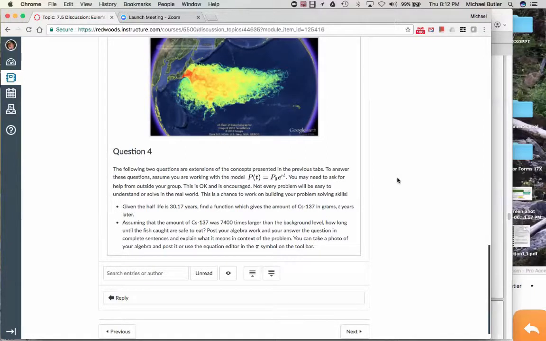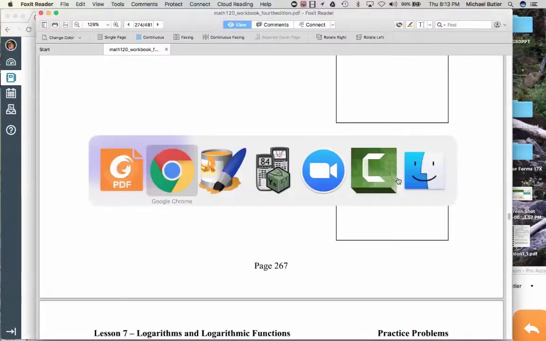So they ask you, they say, given the half-life is 30.175 years, find the function which gives cesium-137 in grams t years later, okay? So how do we do that? So let me go over to the whiteboard for a moment here.